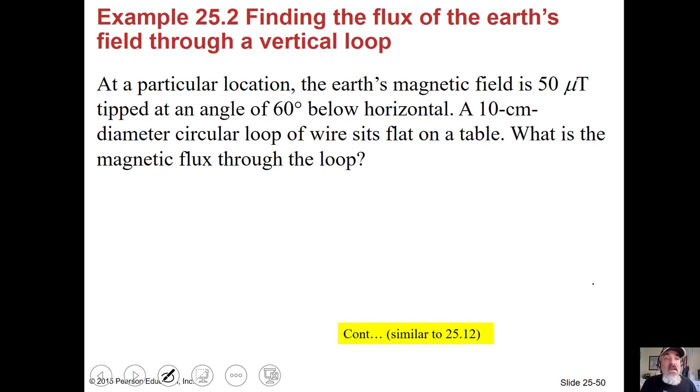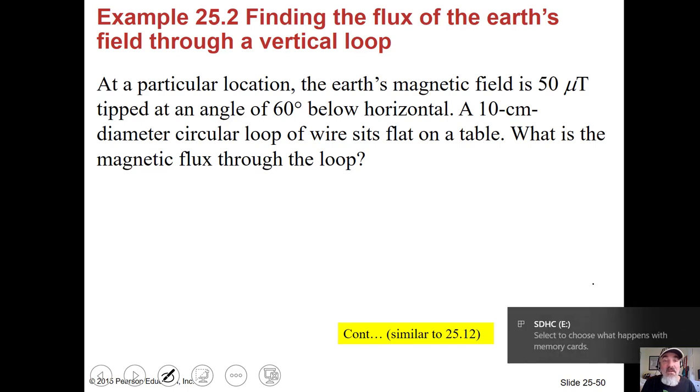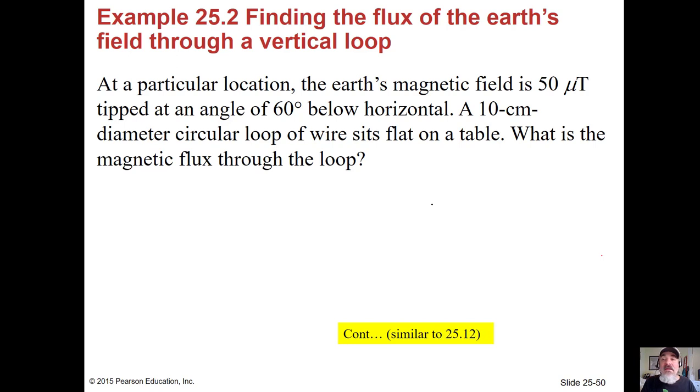Okay. Let's see. At a particular location, the Earth's magnetic field is 50 microteslas, tipped at an angle of 60 degrees below the horizontal. A 10 centimeter diameter circular loop of wire sits flat on a table. What is the magnetic flux? Okay. Let me read it again. 50 microteslas. Tipped at an angle of 60 degrees below the horizontal.